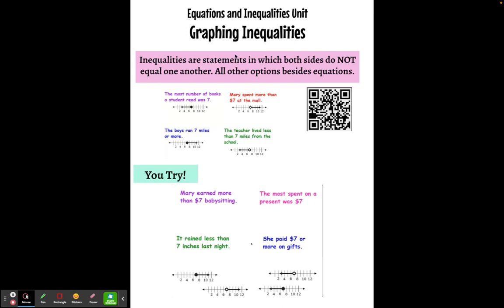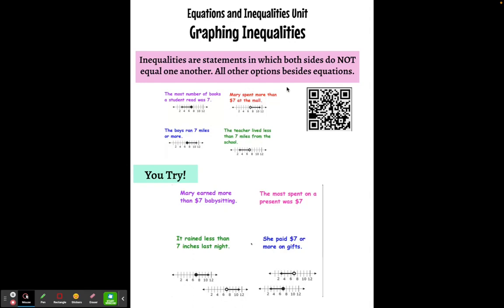But this is an example of what I mean by that, right? So if you're given a graph, here's a scenario where the most number of books a student read was 7. Okay, so at most they read 7. So that means it could include 7 or any number less than that. So that's just another way of diving into the actual explanation, right?